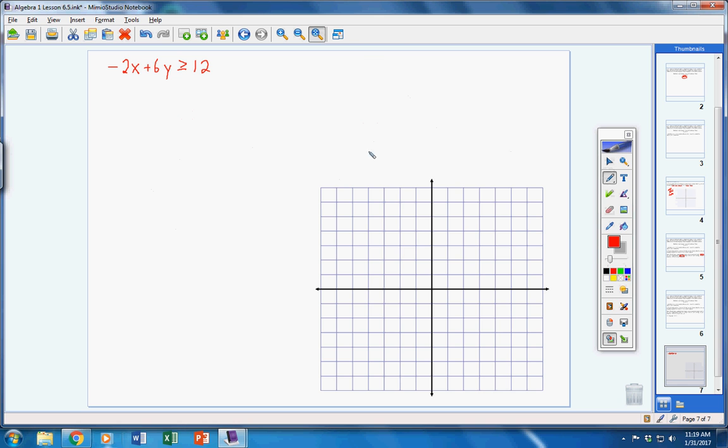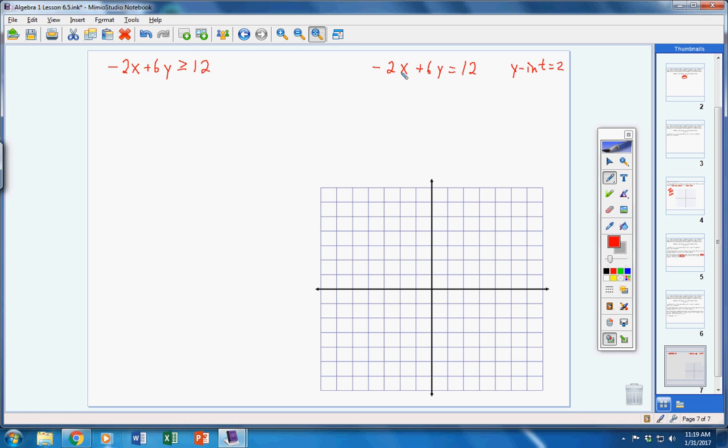So then you say to yourself, okay, I'm going to graph the line. So even though I don't have an equal sign, I'm going to pretend that I do, like this. How would I graph that? Well, I would put 0 in for x. 2 times 0 is 0. 0 plus 6y is 6y. So obviously, y equals 2. So the y-intercept equals 2.